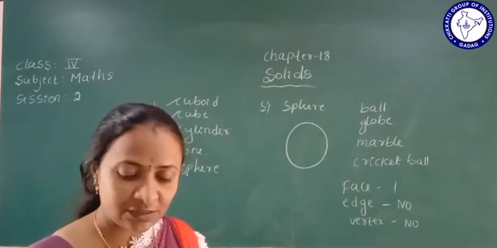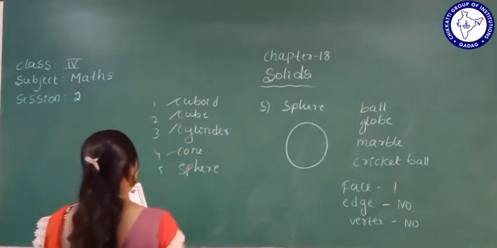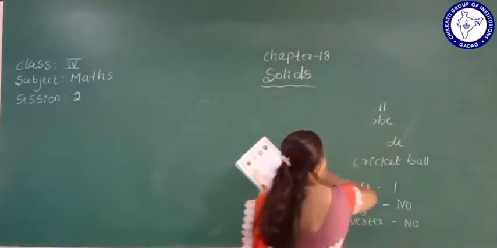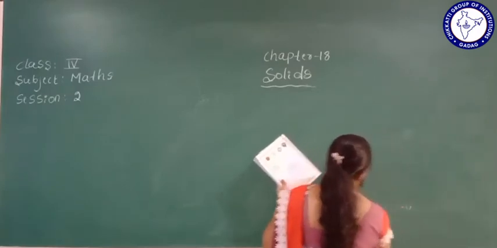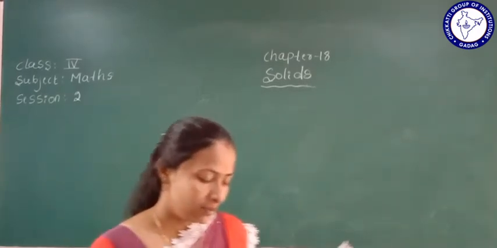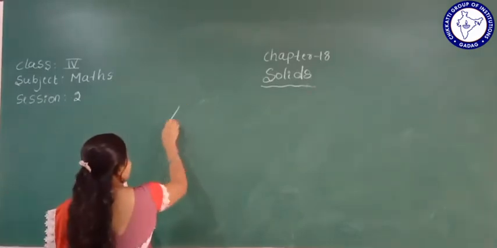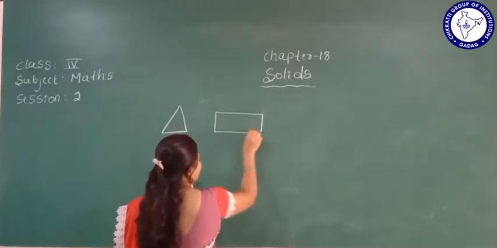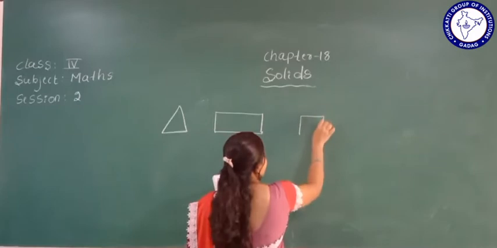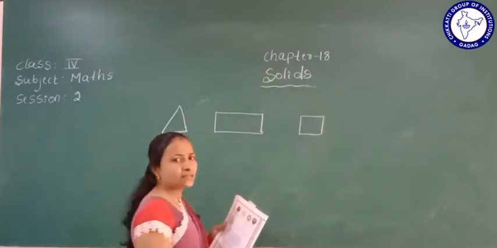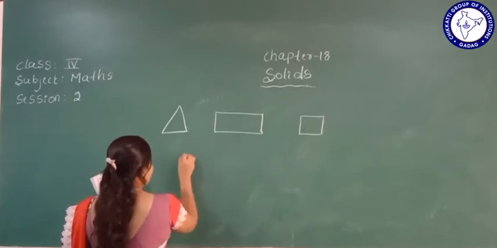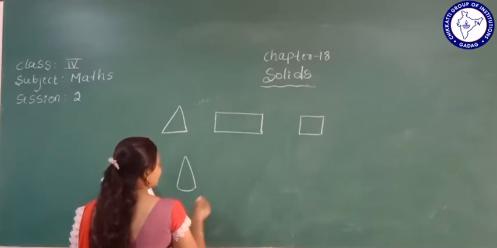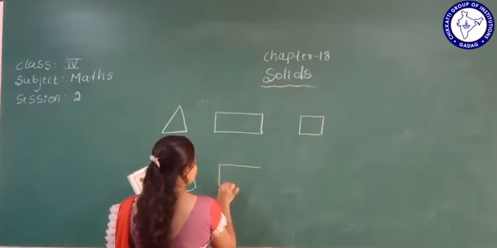Okay, yes. So next we can see the difference between plane figures and solid figures. What differences can we see in the plane figures and the solid figures? Yes. So here we can see this is a triangle. This is one, and this we can call a rectangle. Okay, and this we can call a square. So these all we call plane figures. Yes. So here see, this is a cone. Already we studied this one. This we can call a solid figure, and this is cuboid.